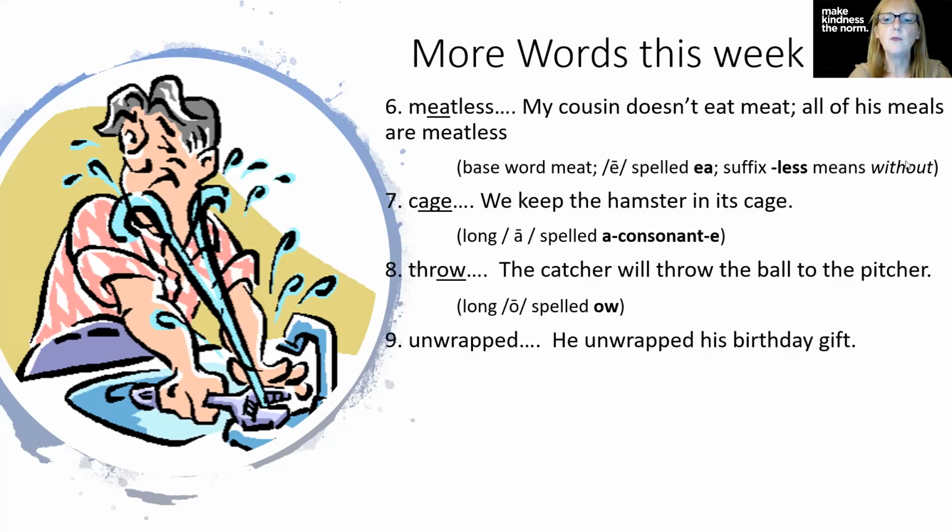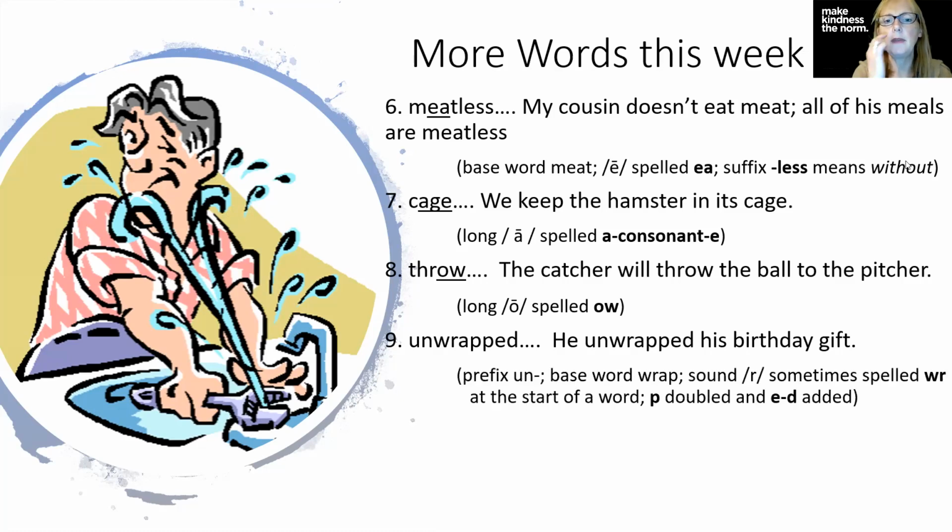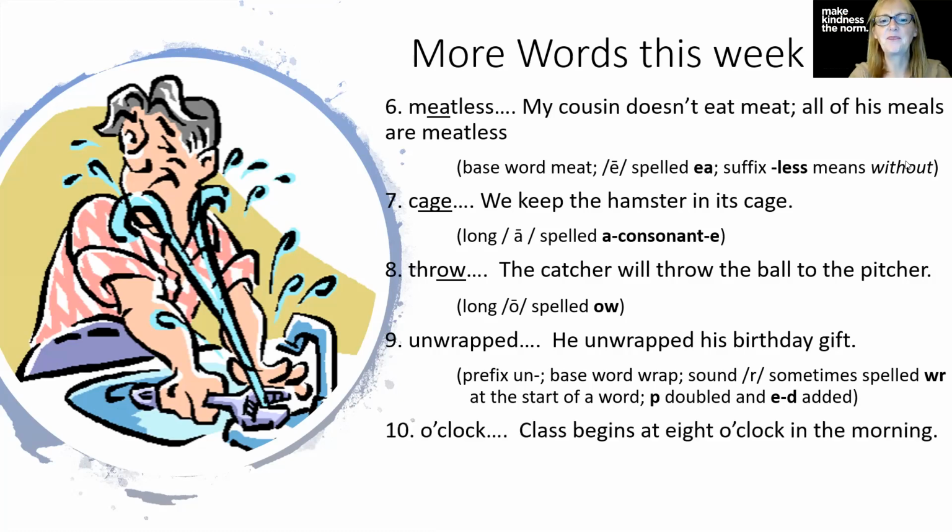Unwrapped, he unwrapped his birthday gift. We have the prefix un, meaning to not do, to undo. Base word is wrap. The sound R sometimes is spelled W-R at the start of a word, and P was doubled and ED was added because our base word wrap followed all the rules, 1 syllable, 1 vowel, and then 1 consonant following that vowel.